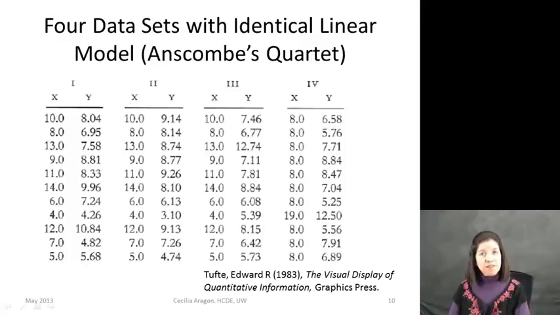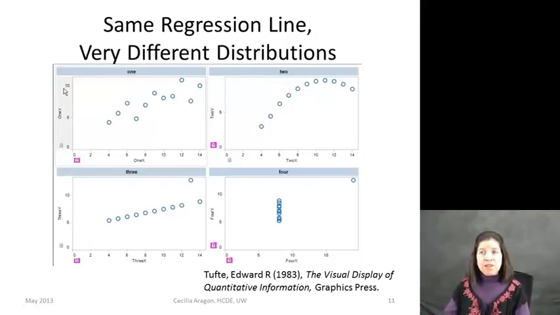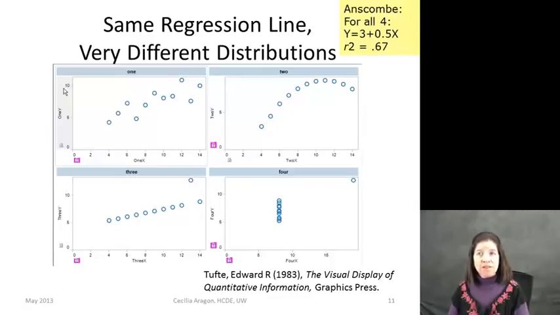Again, you could just present the data in tabular form, but see how much more information we can learn about these individual data sets just by looking at the data. So even though we have identical means, identical regression lines, these data sets are quite different. So statistics may not tell us everything about a particular data set.